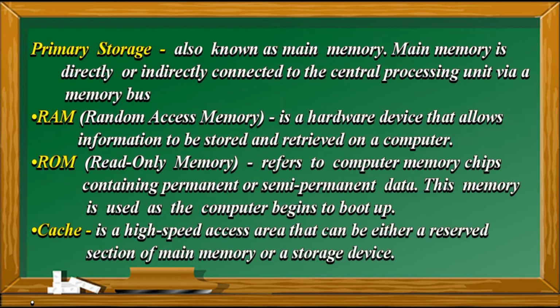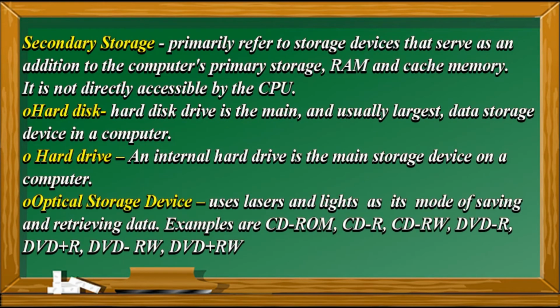Cache is a high-speed access area that can be either a reserved section of the main memory or a storage device. Secondary storage primarily refers to storage devices that serve as an addition to the computer's primary storage. RAM and cache memory are not directly accessible by the CPU.